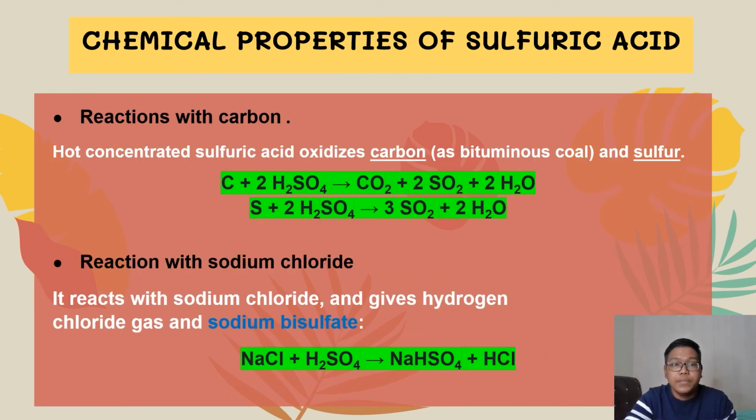Chemical properties of sulfuric acid. Reaction with carbon. Hot concentrated sulfuric acid oxidizes carbon such as bituminous coal and sulfur. So this is the equation. Okay, for the next chemical property, reaction with sodium chloride. It reacts with sodium chloride and gives hydrogen chloride gas and sodium bisulfate.